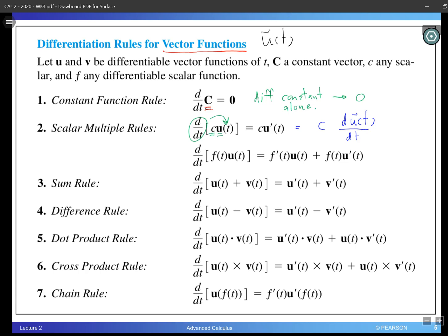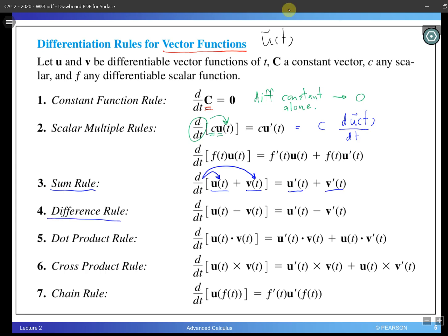There is nothing much to talk about for the sum rule. If you have two vector functions added together, and you want to diff the sum of these two, all you need to do is to apply the differentiation to each one of them. Or you can add them first and then diff in the end. It's up to you. So you can distribute this differentiation to each one of them, and you get the derivative of u and the derivative of v.